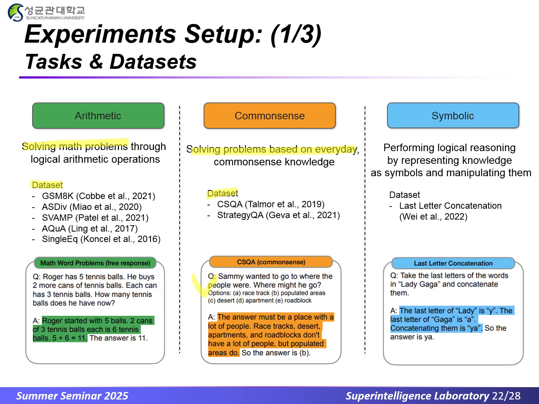Symbolic performs logical reasoning by representing knowledge as symbols, exemplified by the last letter concatenation task. Take the last letter of lady, which is y, and the last letter of gaga, which is a. Concatenating them gives ya. The answer is ya.